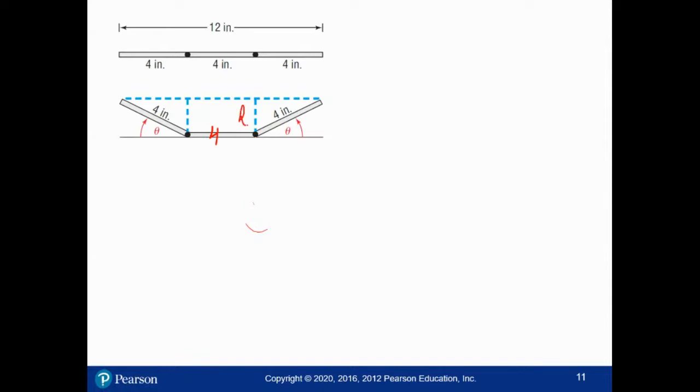I need to know what this height is, because then I can find the area of this rectangle. And I need to know what this width is, because then I can find the area of this triangle, which is the same as this triangle right here.